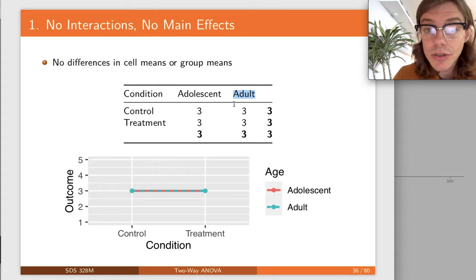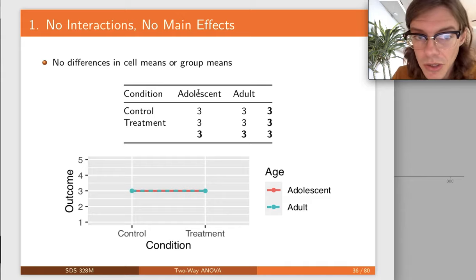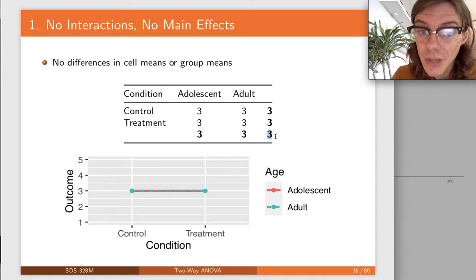What I'm plotting here, so this table right here is just showing you the cell means, and this is all made up, right? Just pretend these are the cell means, and then pretend these are your marginal means. So this would be the mean for control, right? The average outcome for control would be 3. The average outcome for treatment would be 3. The average outcome for adult would be 3. The average outcome for adolescent would be 3, right? The average outcome for adolescents in the control group would be 3, and so on, right? So this is your grand mean. The overall average outcome is 3.